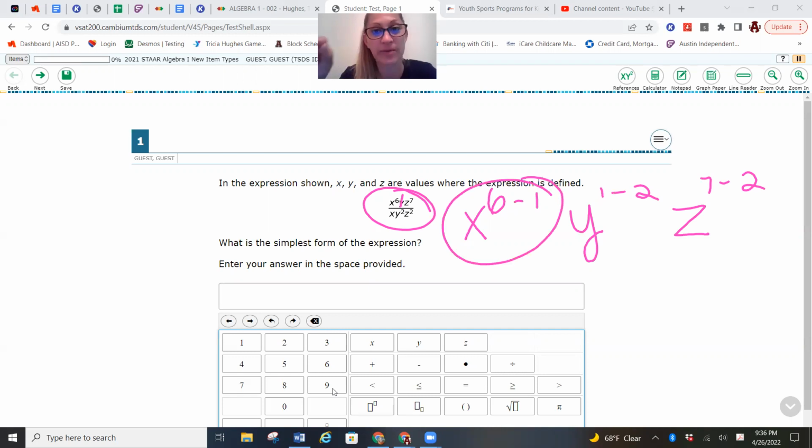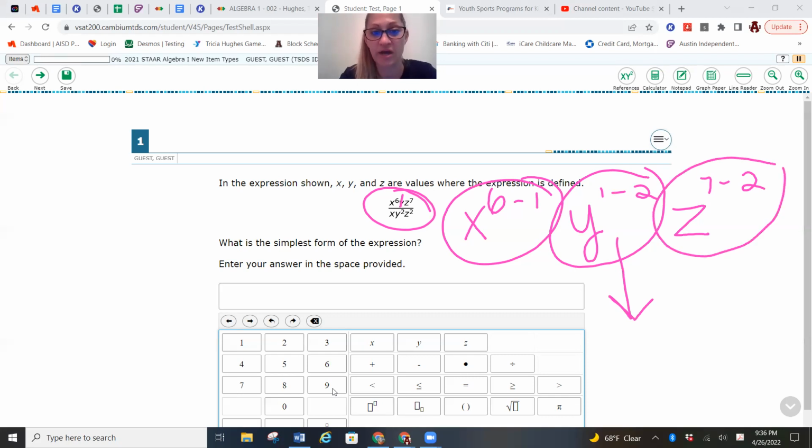So 6 minus 1 is 5. That's a positive number. It goes on the top. Y to the 1 minus 2 is a negative 1. That's a negative number. This is going to go on the bottom. Z to the 7 minus 2, that's a positive number. It's 5. That's going to go on the top.